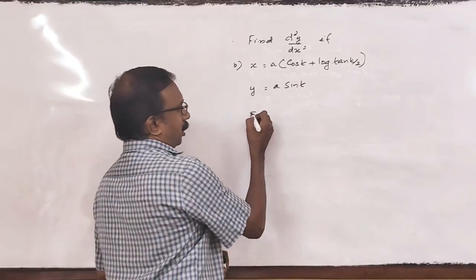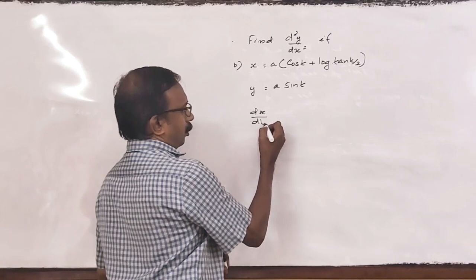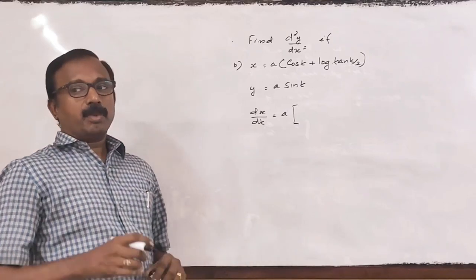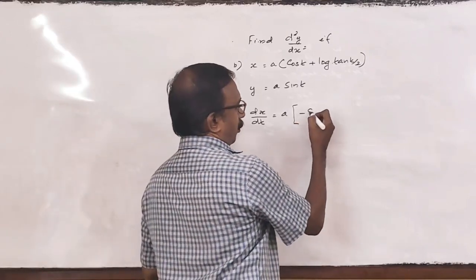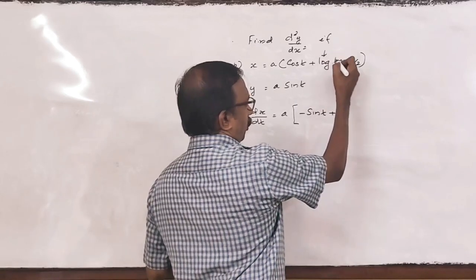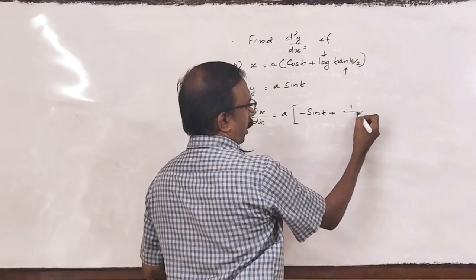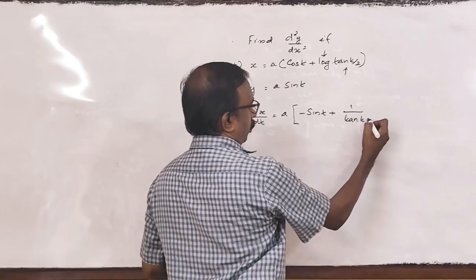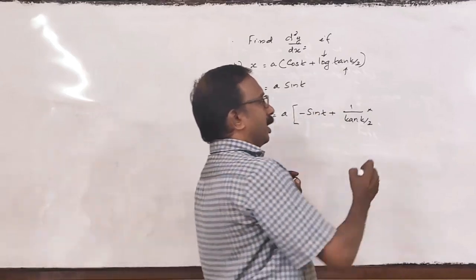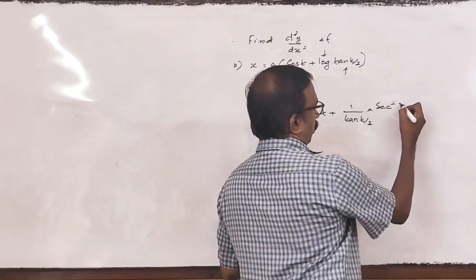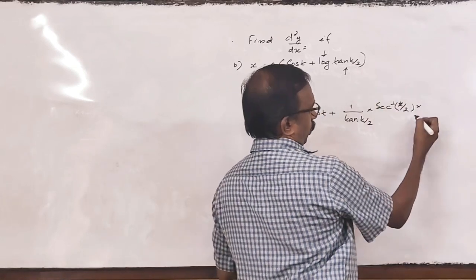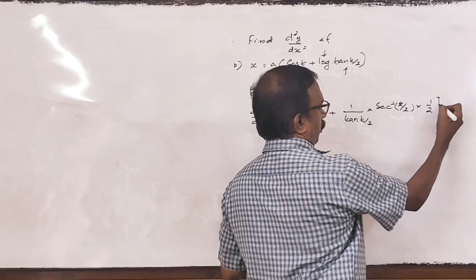Now dx by dt is equal to a into the derivative of cos t, which is minus sin t, plus the derivative of log tan t by 2, function of a function form: 1 by tan t by 2 into the derivative of tan t by 2, which is sec square t by 2, into 1 by 2.